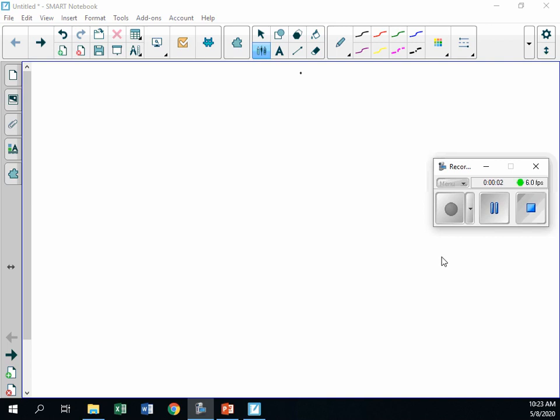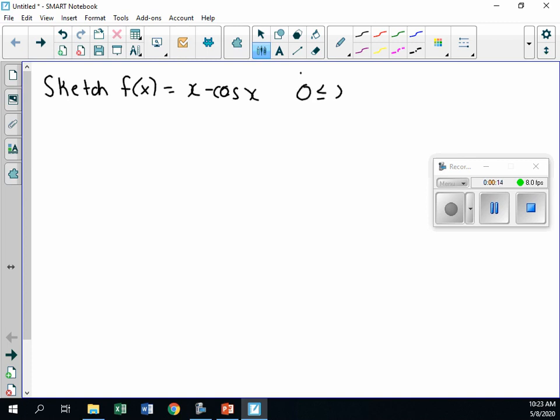Okay, Math 31's sketch. f of x, when f of x is x minus cos x, without a calculator. We're going to do it from 0 to 2 pi. So our domain is given to us, 0 to 2 pi.